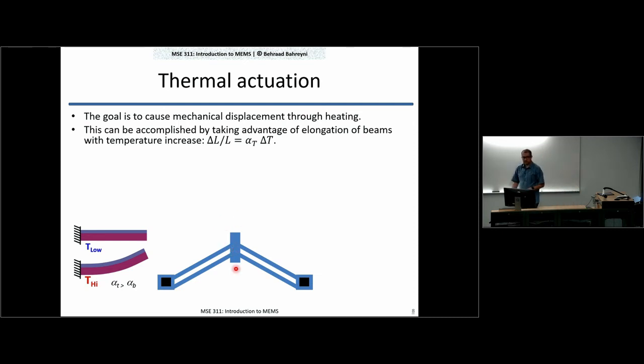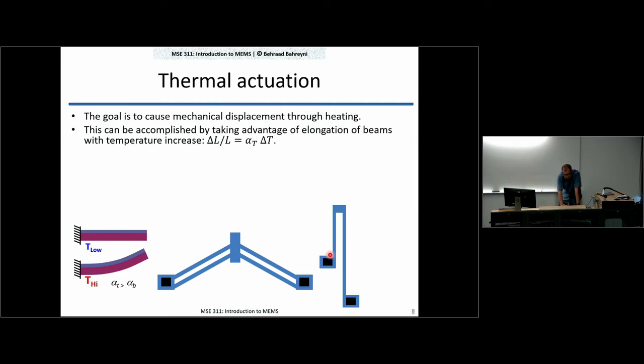You will have an assignment on this, so I will leave the discussions to a later date where you have looked at that problem, but that's the working principle. This is another approach. You can have two beams of the same material, but one shorter than the other. If you pass a current through these two beams and heat them up, the longer beam will become longer. Delta L over L will be the same, but delta L for the longer beam will be more, and therefore the tip of this structure will move to the left.